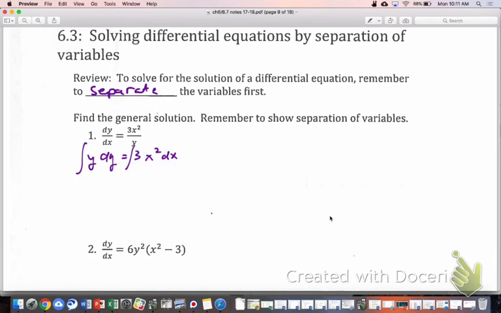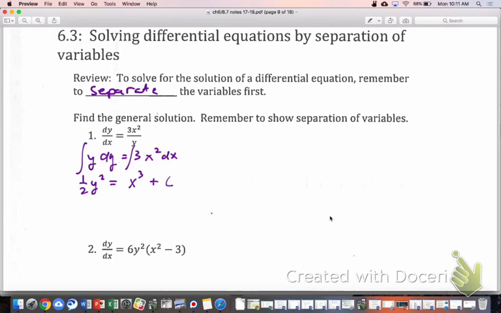Okay? See if you can bring this one home. We're looking for antiderivatives. We're looking for a general solution. So ready, set, go. Antiderivative of y is 1/2 y squared. The antiderivative of 3x squared is x cubed, and then plus c.